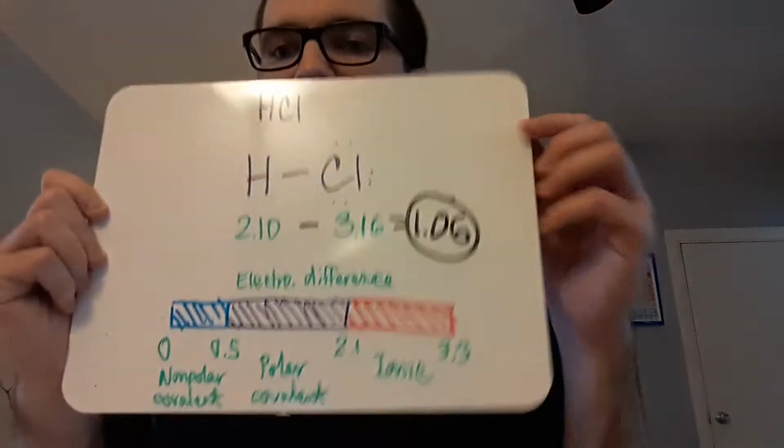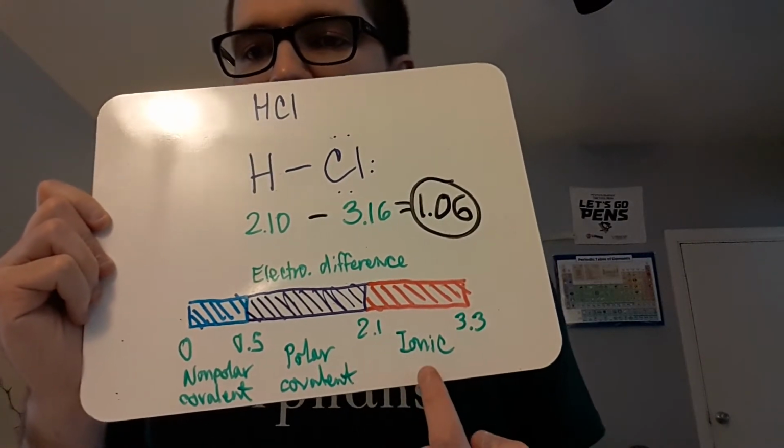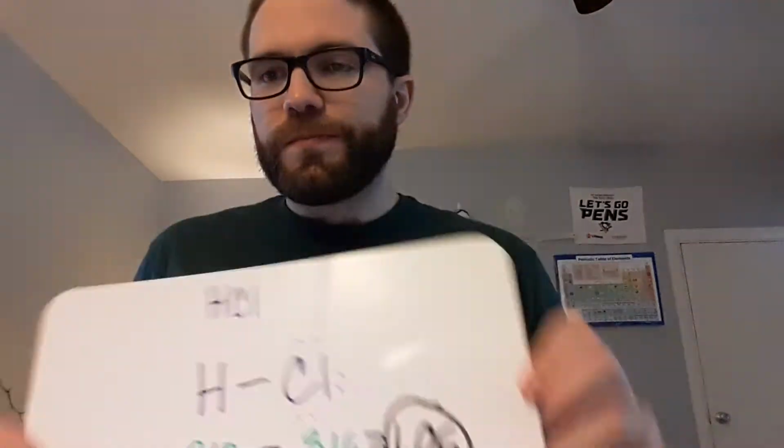And then the last one is from 2.1 to 3.3. That would be an ionic bond. So if you have a big enough difference in electronegativity, this usually happens when you have a metal and a non-metal. If you have this huge difference in electronegativity, that's generally going to mean you're in an ionic bond, and one atom is taking all the electrons away for itself, and the other is giving them away or letting them be taken, right?